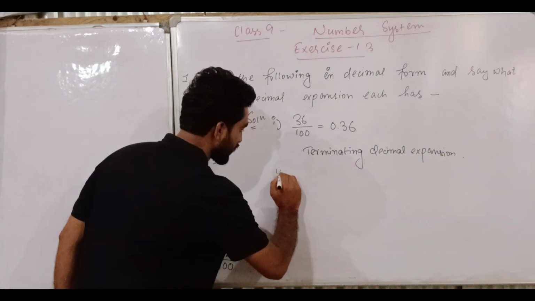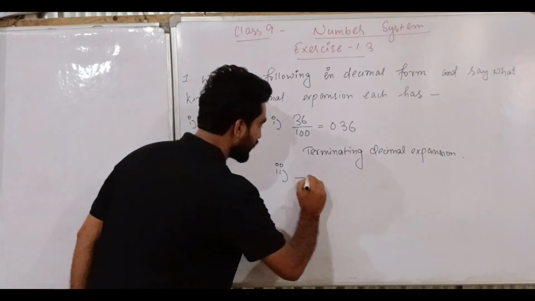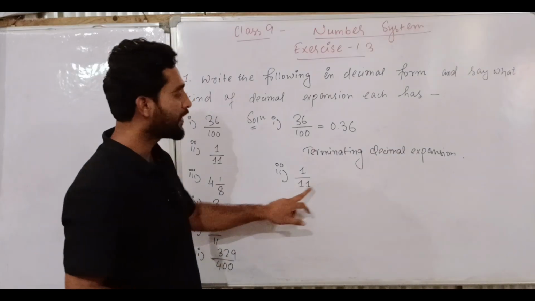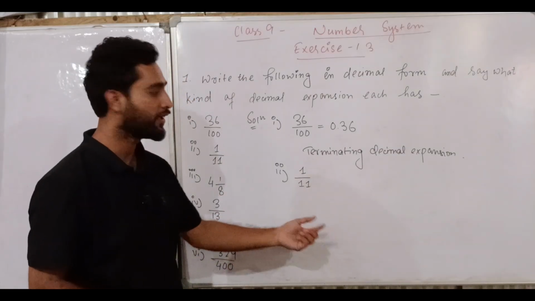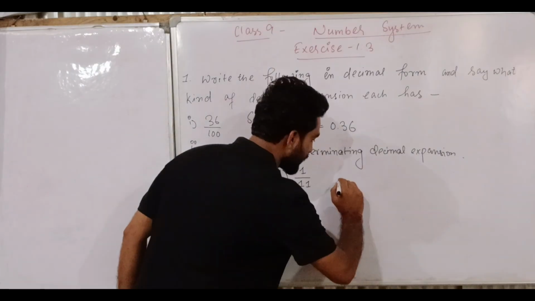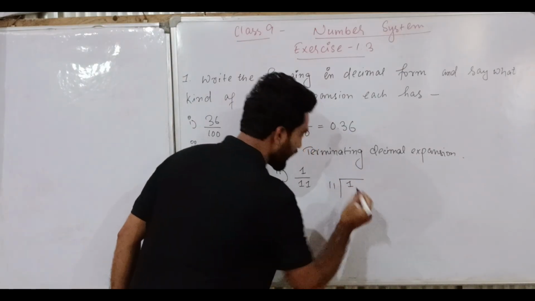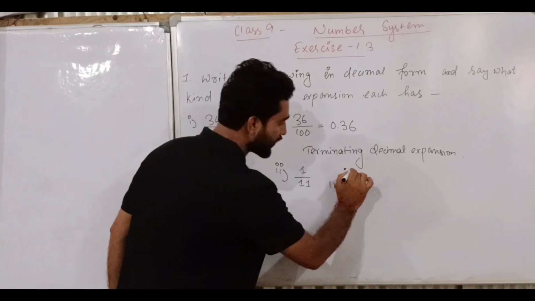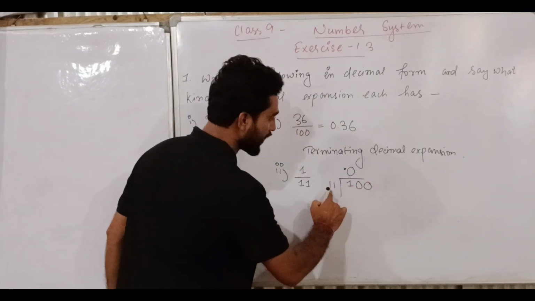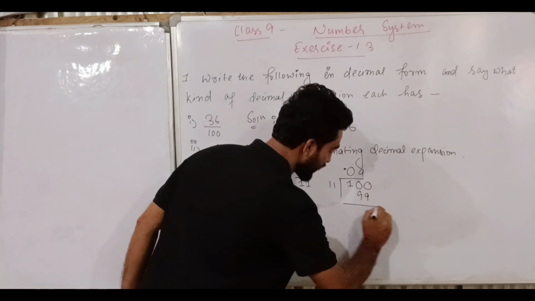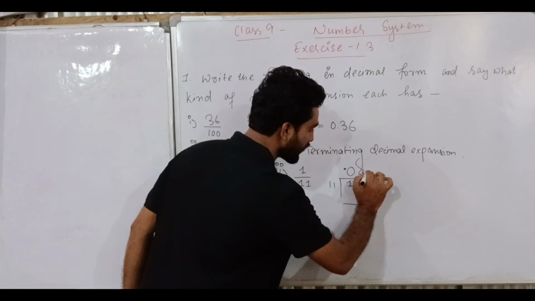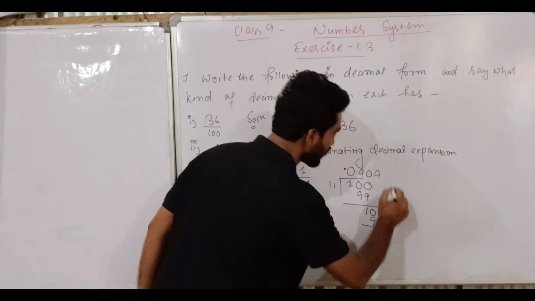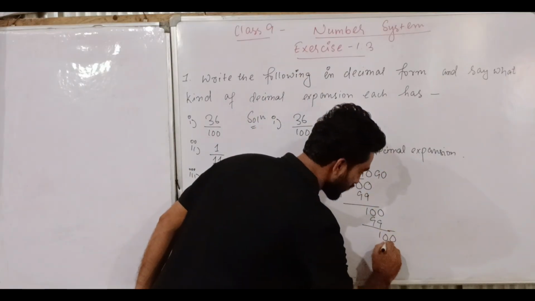Now the second question. So 1 by 11. Now this one, to check whether the decimal expansion will be terminating or non-terminating, we have to divide this number. So see, 1 is divided by 11. So decimal point 0. Again 10 is not divisible by 11. So we have to put one more 0. So 11 9s are 99. Again 0. One more 0. 11 9s are 99. Again 0 0 9 9.